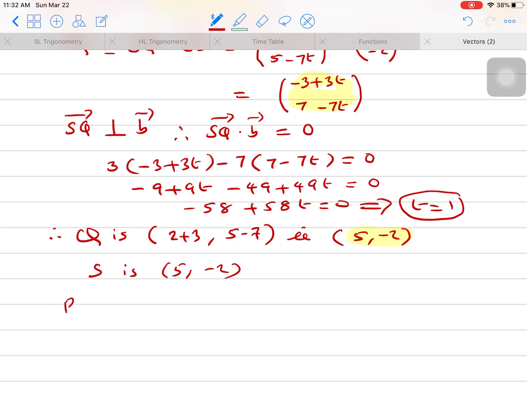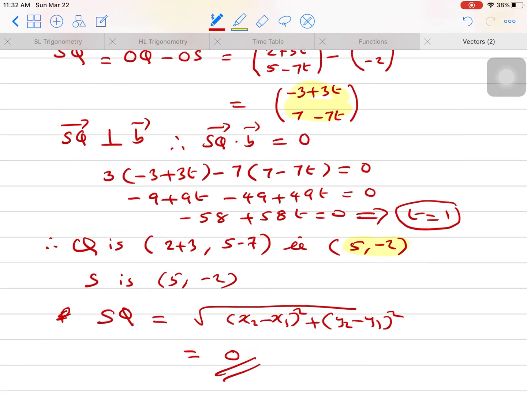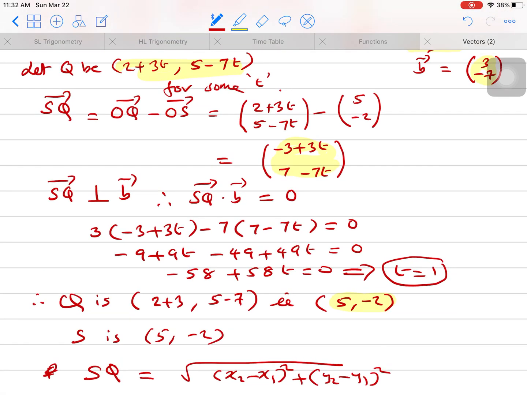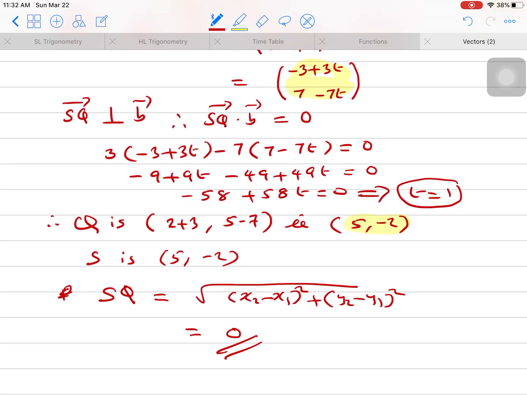Anyway, as a general method, we are trying to find the distance between the 2 points. So what we are looking for is the SQ distance. SQ distance will be the root of x2 minus x1 the whole squared plus y2 minus y1 the whole squared, which is actually 0, because 5 minus 5 is 0 and minus 2 minus minus 2 is 0. So the distance becomes 0. That's the procedure. The thing is, we didn't notice that 5, minus 2 is actually already a point on the line.